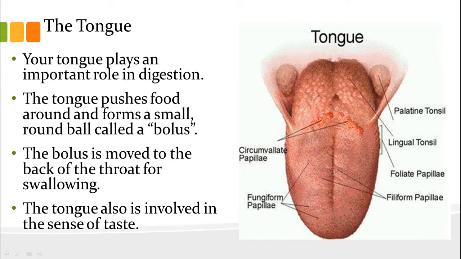So our tongue does play an important role in digestion. It pushes the food around while we're chewing it up. We have the saliva mixing everything. The tongue is a muscle. It's a very strong single muscle there. And it moves the food around into something known as the bolus. We saw that in the video right there. And then the bolus is moved to the back of the throat. The tongue is involved in helping us swallow.